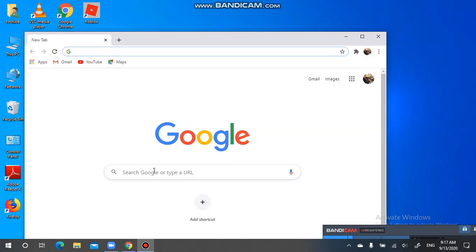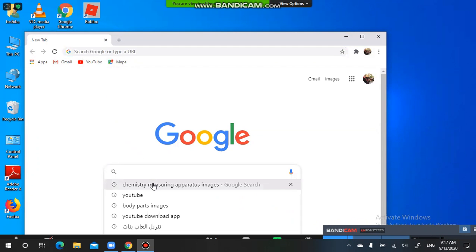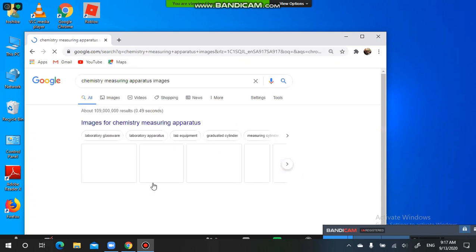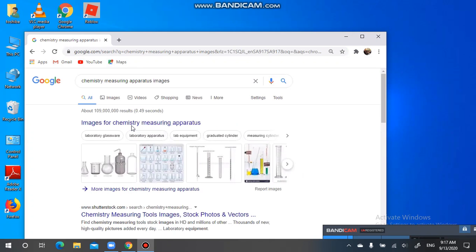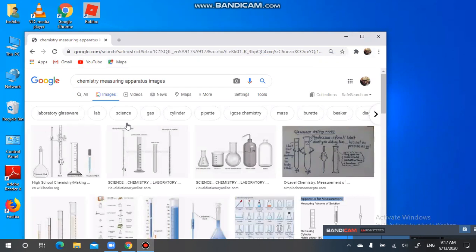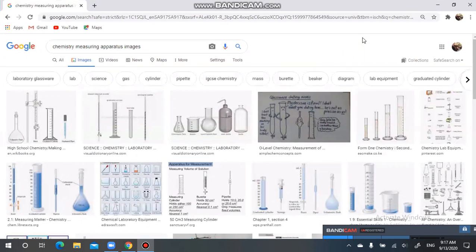Measuring instruments, and measuring units. In this lesson, we will talk about measuring instruments and measuring units. First of all, we have three measurements. The first measurement is the mass. The second one is time, and the third one is temperature.